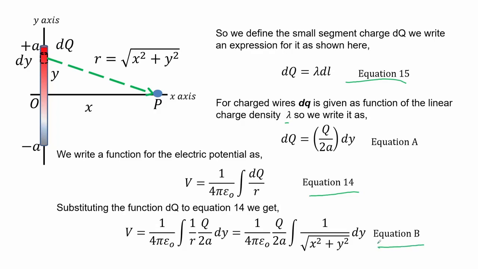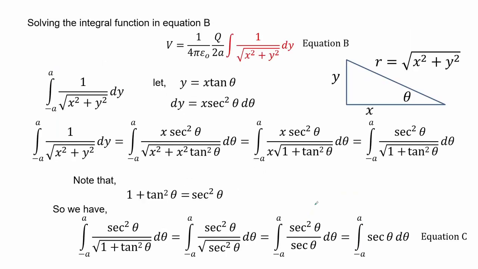Here we have to use mathematical identities to solve for this integral function. So we isolate the integral function of equation B. We let y be a function of tangent theta, and this in turn turns dy into a function of x times the squared secant theta. So we continue to manipulate the function further and we arrive at a much simplified integral as a function of secant, as shown in equation C.